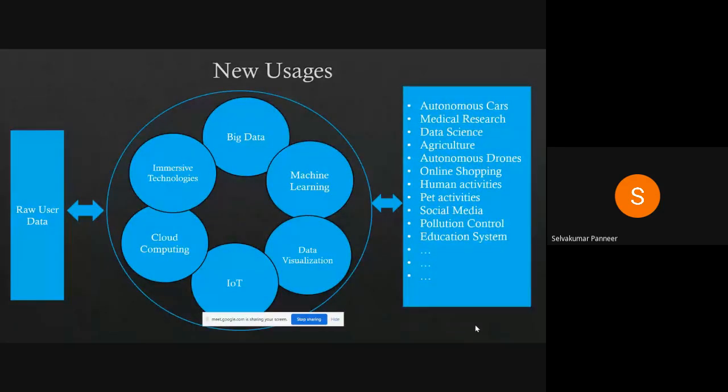And I think we talked about a lot of technologies. We talked about data, but how the new usages will transform things is anybody's guess, right? And right now it is autonomous cars, medical research, and the last bullet that I have is the education system.